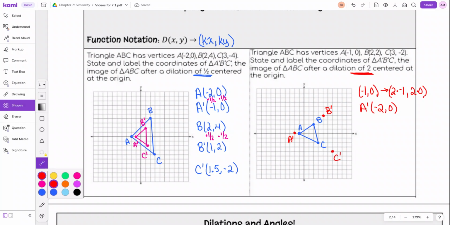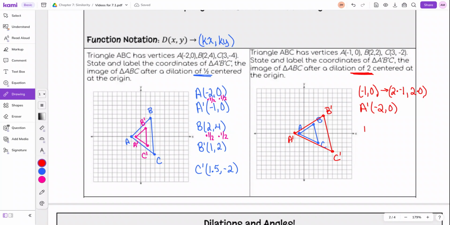Again, each of these points this time are getting further away from my center. It is an enlargement because my scale factor is greater than 1. And you might notice that each of these segments in our image and our pre-image appear to be parallel to one another. So BC and B prime C prime are parallel, and that's going to be the same for any two corresponding sides.